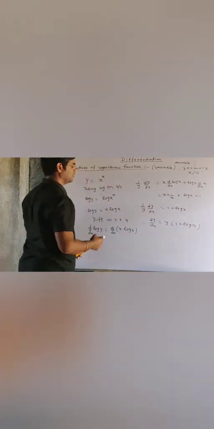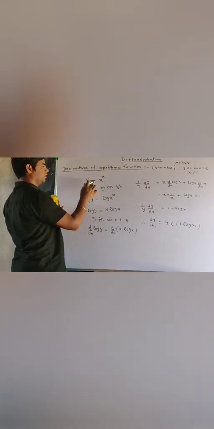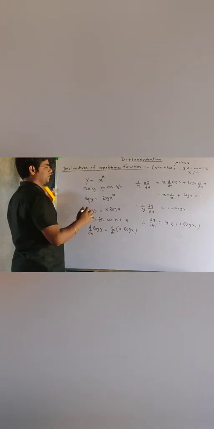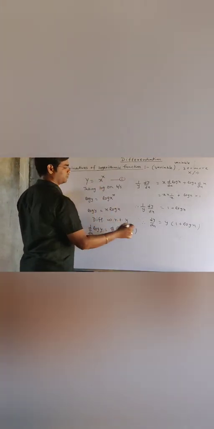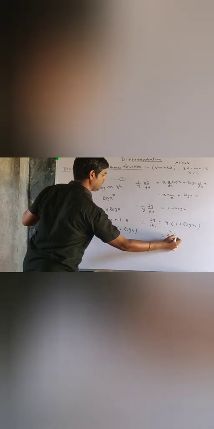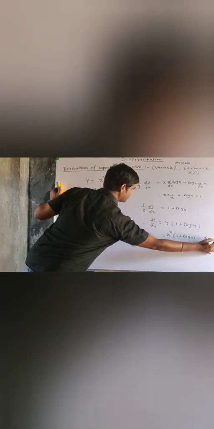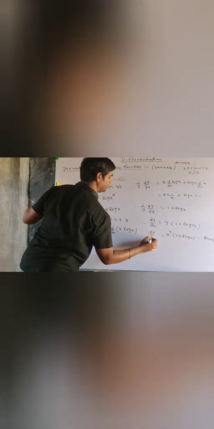dy by dx, and we have to find dy by dx in differentiation. So taking y to the right hand side, 1 plus log x. But always remember you have to substitute the value of y in the logarithmic function. What is y here? x raised to x. So x raised to x into 1 plus log x. This we are getting from equation 1. This is the final answer of dy by dx.